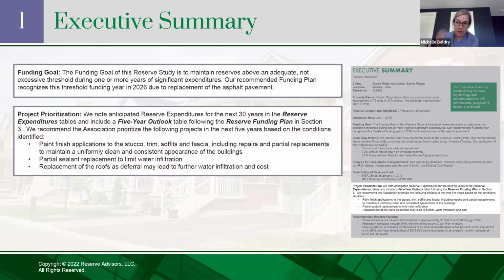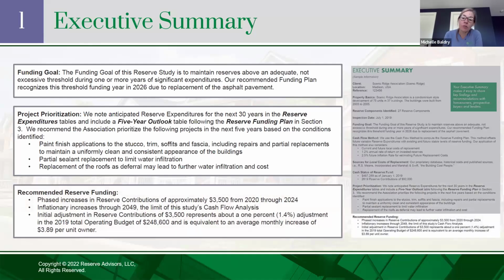We call this kind of a 5-year outlook, and that's mainly because in this area, for the most part, everyone does them every 5 years. So what should we really focus on between now and the next update? Which projects should we prioritize? And then lastly, what's our funding recommendation? How much should we ideally be contributing to reserves?